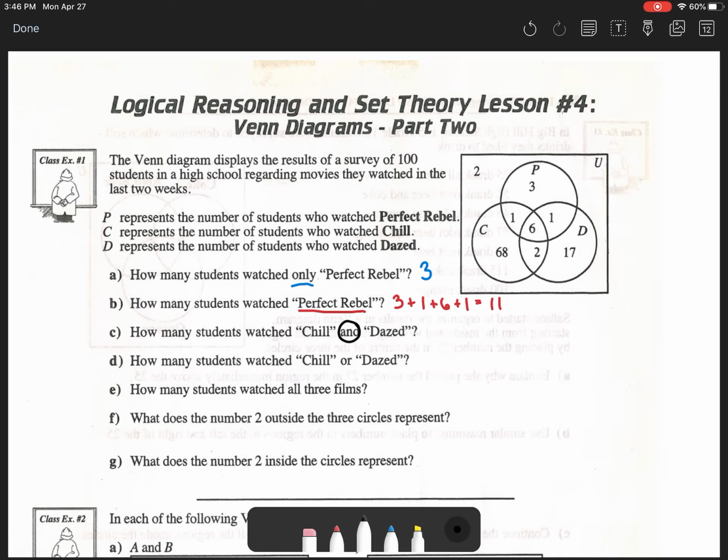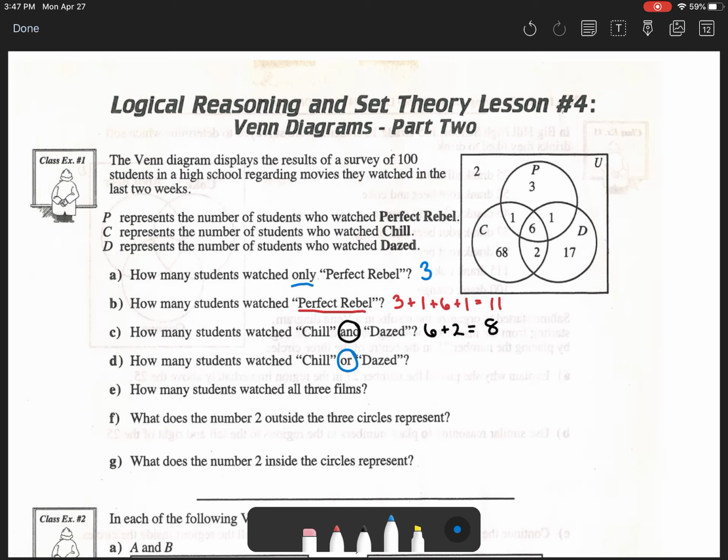Next, when I take a look at how many students watched Chill and Dazed, so there's that word and. So and means it has to belong to both. So when I take a look at Chill and Dazed, that's C and D, the numbers that are in both C and D would be that 6 and that 2. Both of those numbers are in both circles. So that has to be 6 plus 2, which gives me a value of 8.